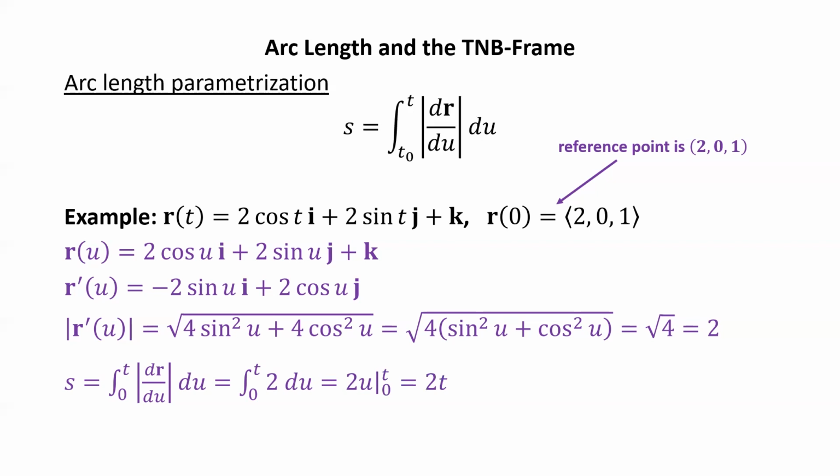So we now have a relationship between the parameter that was given to us and an arc length parameter with the given reference point. Solving for t, we have t is equal to s over 2. We can now replace t by s over 2 in the original parametrization to get our arc length parametrization. R of s is equal to 2 cosine(s/2) i plus 2 sine(s/2) j plus k.